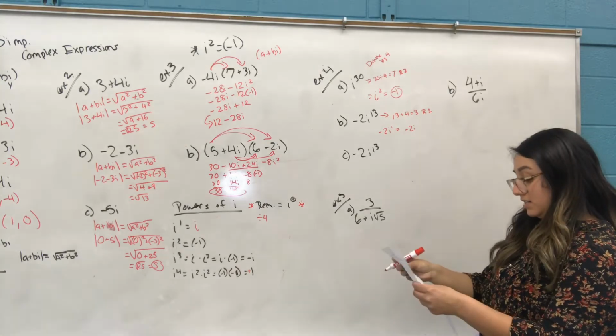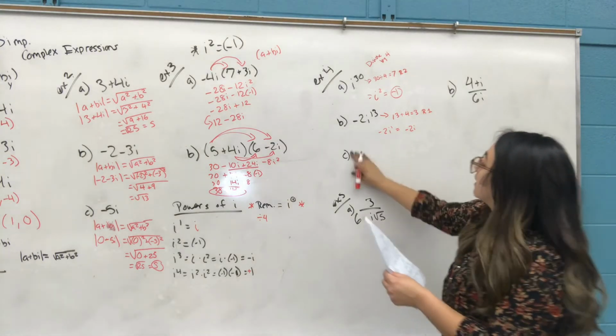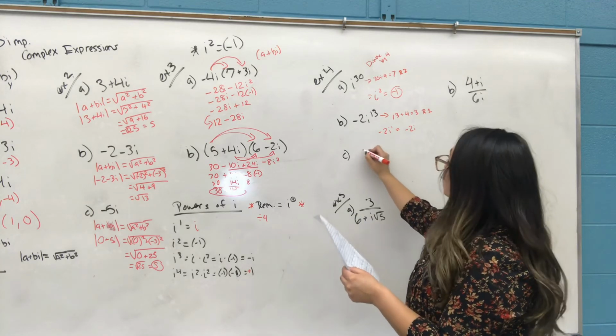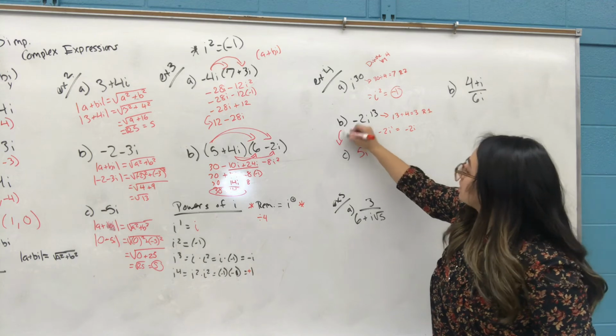C is different. Let's see what I have here. I didn't do B, that's why. Okay, so for B, it's 5i to the 12th power. So these are just switched.